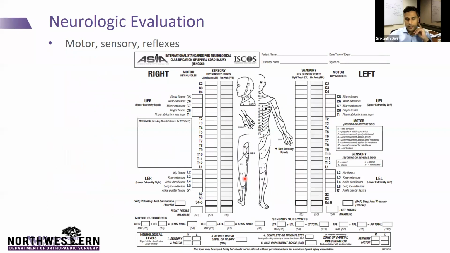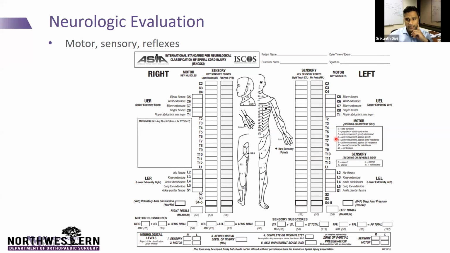This is the ASIA classification diagram you are all pretty familiar with. I'll just go over some pertinent, important ones. So first, you're assessing motor, sensory, and reflexes, right? Motor, you all know how to do.